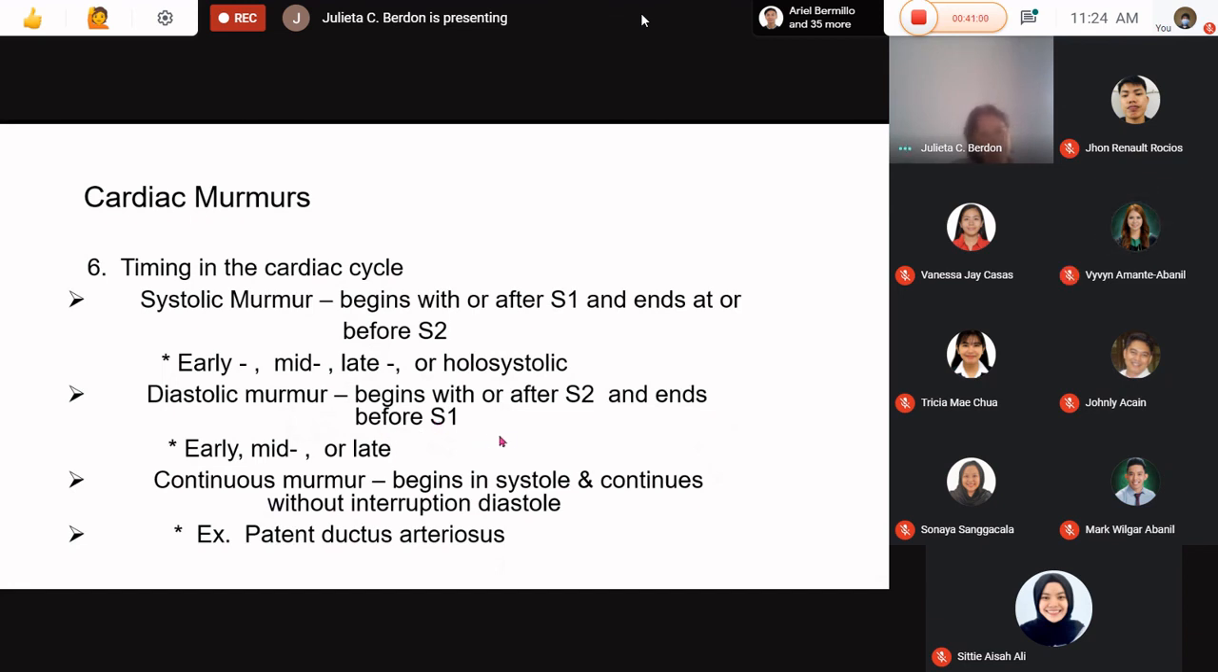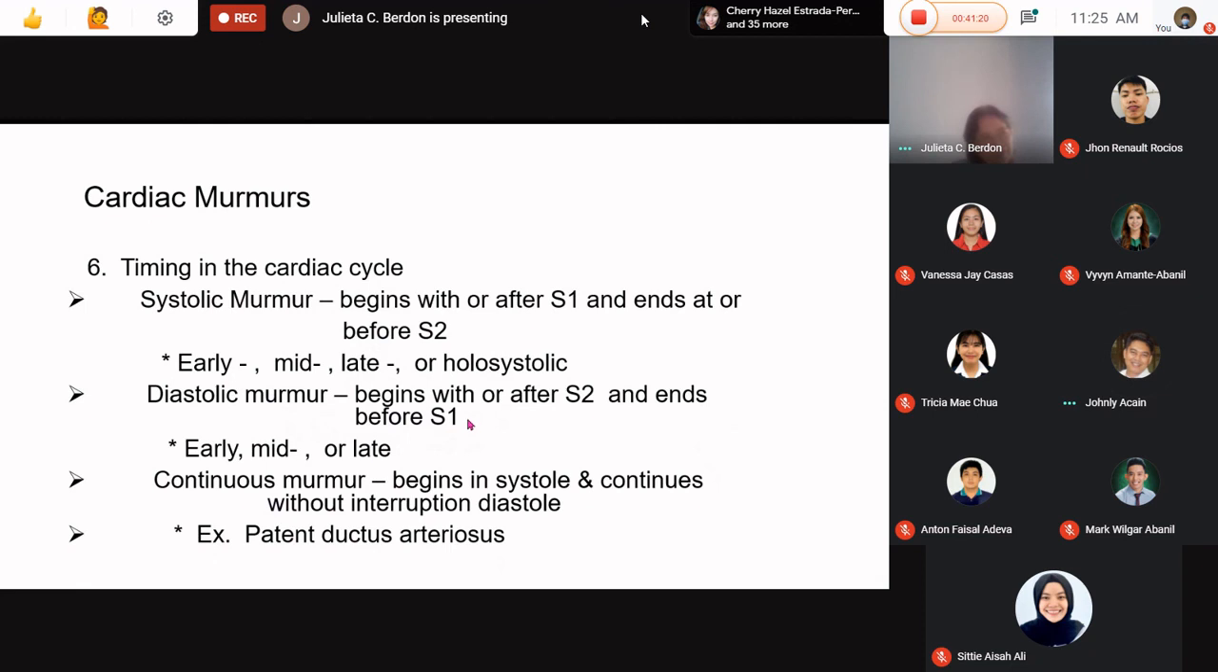Mitral insufficiency. Mitral insufficiency. Systolic murmur po daw. Systolic, diastolic. Systolic po daw. Systolic. Systolic, why?